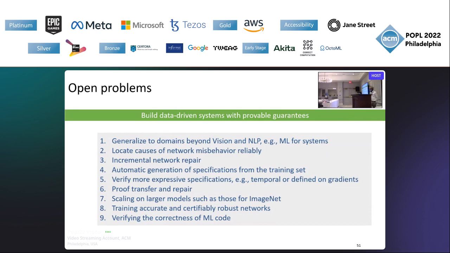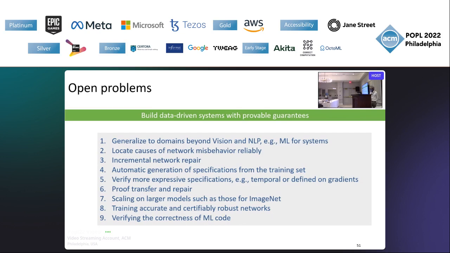One more thing is proof transfer and repair. This question gets asked of me many times. If I train a network and spend 1 day verifying it on 10,000 images, and now I change the network slightly, maybe fine tune it or apply some adversarial training, and I get a network that is very similar to the one I previously had, do I need to spend 1 more day again to prove this network? So the question is, can you use some of the proofs that you had done for the first network to speed up the proof for the second network?